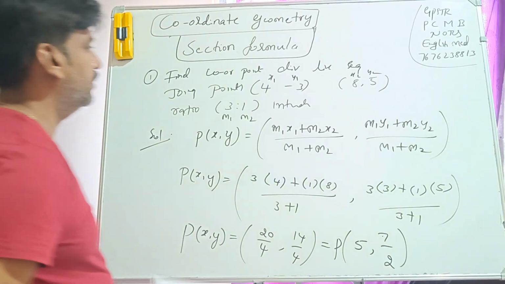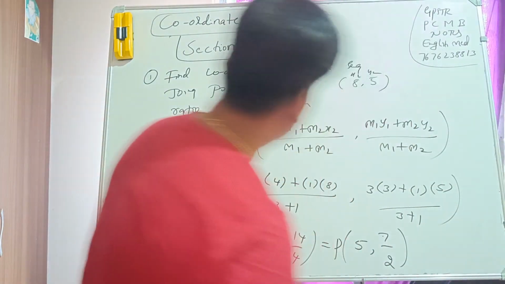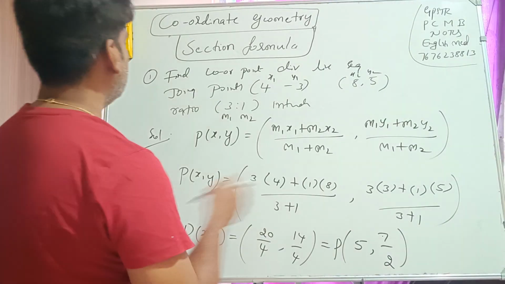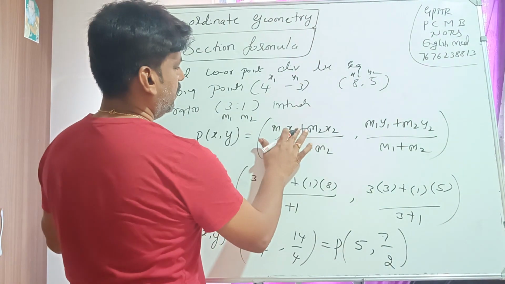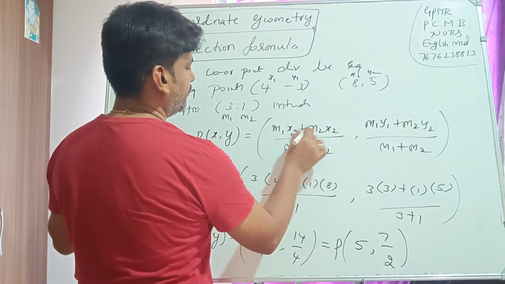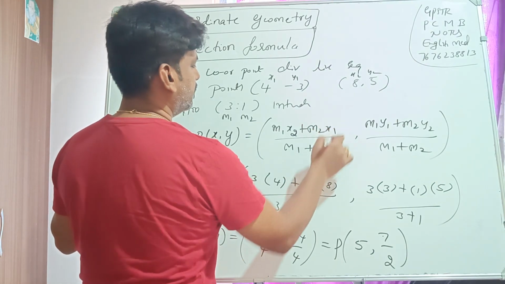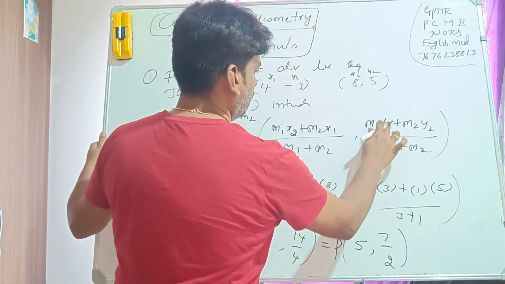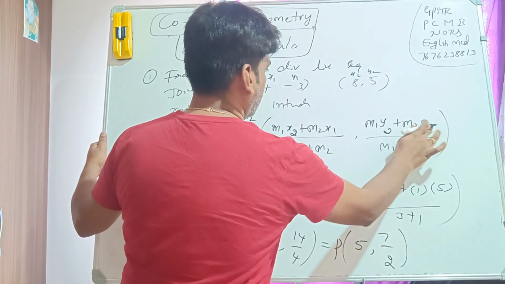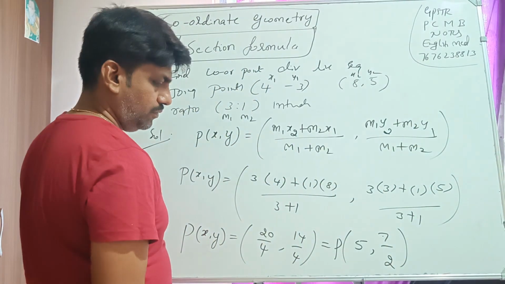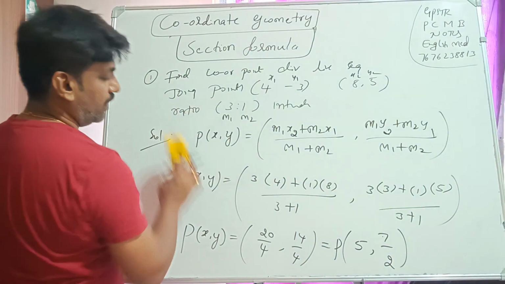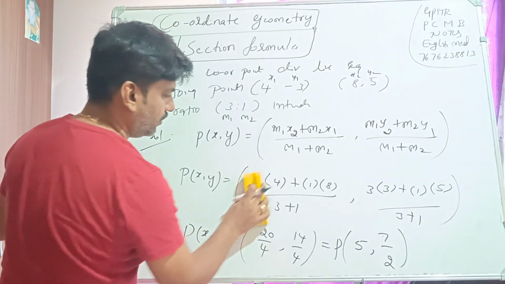No, one mistake is there. I think we have considered this section formula x1 and x2. No, it is not like that. So it is x2, x1. It is y2, y1. Right? So based on that, the formula only I have written wrong.